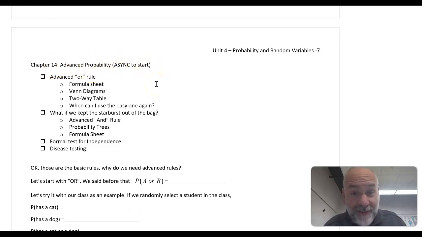We're going to start it on this async day. We're not going to finish Chapter 14 on the async notes. And we're going to talk about the advanced OR rule first, and then we'll get to the advanced AND rule a little bit, but just a little bit.